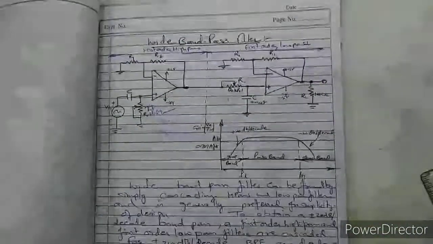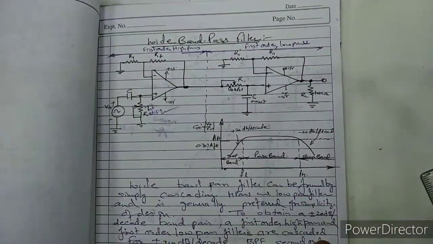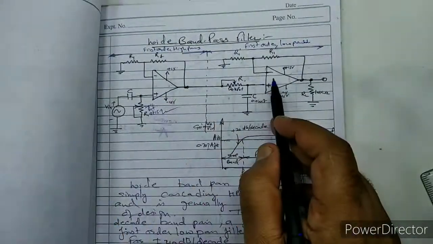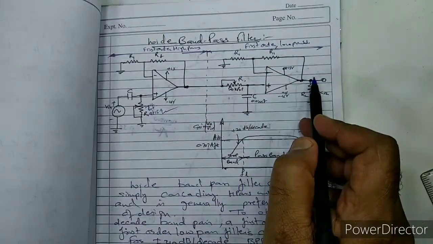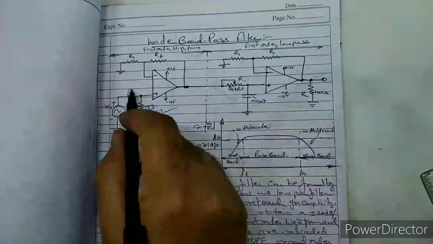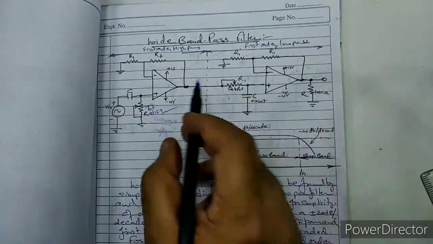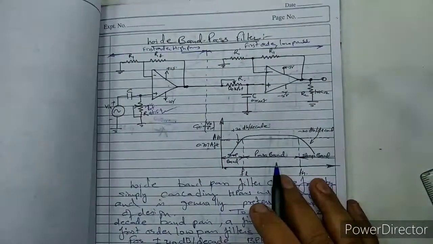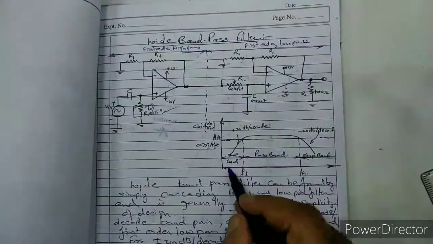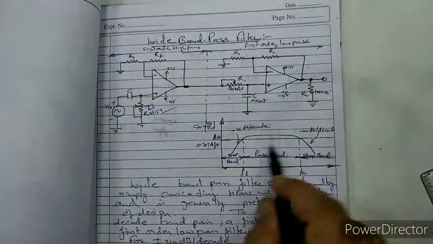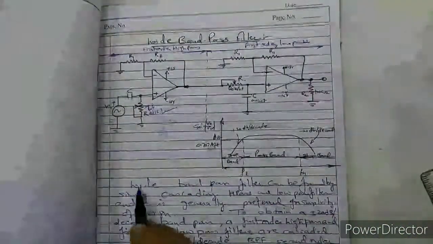Now let us see the wide band pass filter. Wide band pass filter is like this. So this is a first order high pass filter and this is a first order low pass filter. High pass and low pass. Two filters make one wide band pass filter. So this is the frequency response of the wide band pass filter.